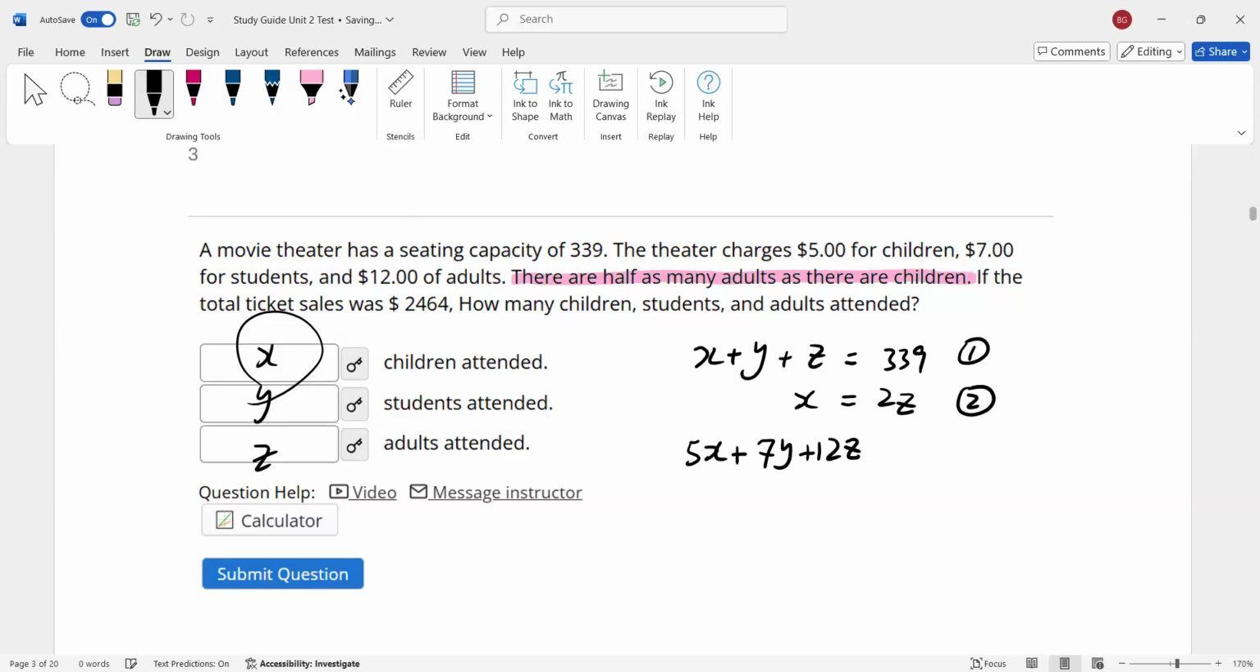Yeah, I want to align the equal sign. Let's see if I can do that.